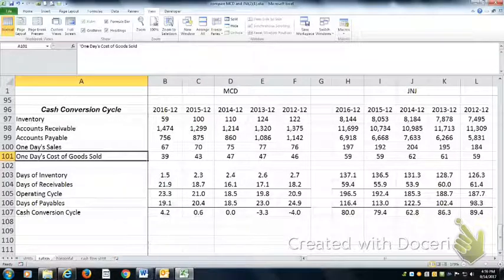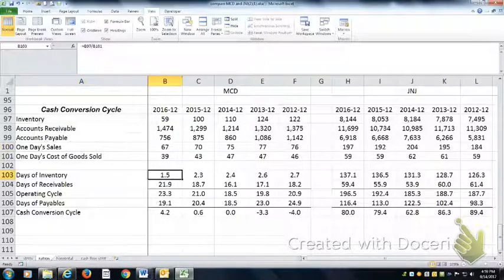By the way, we're using annual statements, but if you're using quarterlies, you have to divide these by 90 or 91 to convert the 90 days' worth of sales into 1 day's worth of sales. Alright, so working with quarterly is a little bit more complex, but the calculation's the same after that. Days of inventory will be inventory divided by 1 day's cost of goods sold. And it takes about a day and a half. Stuff sits in inventory on average.